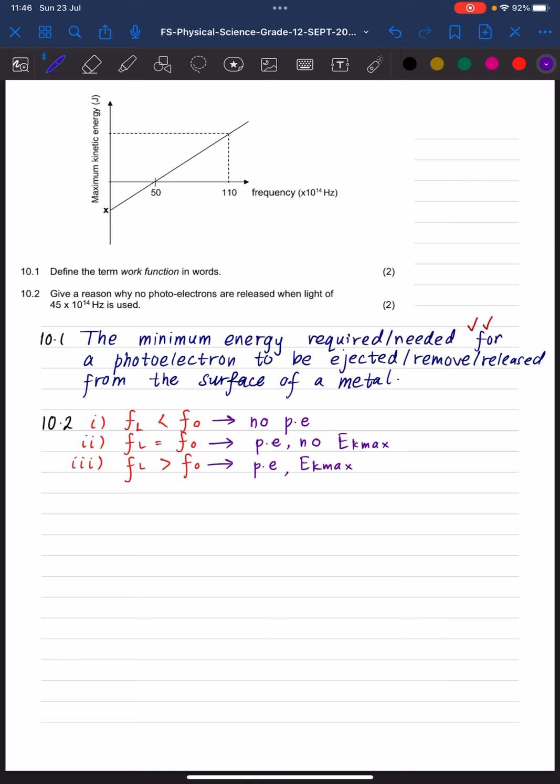We can see from the question, we talked about the different things in a graph symbolizing different things. So this point over here that we termed as point B, we said that point B is the work function.